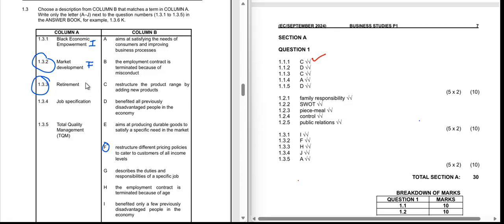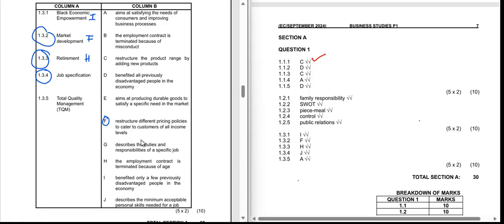And then job specification, remember these are the qualifications that someone is required to have for them to qualify for the job. And we do this in human resources management. So job specification here, let's see the statement that best describes it. Describes the minimum acceptable personal skills needed for a job. So the answer is J for this one.